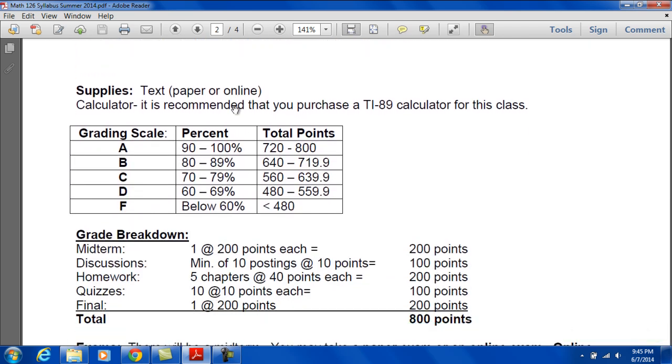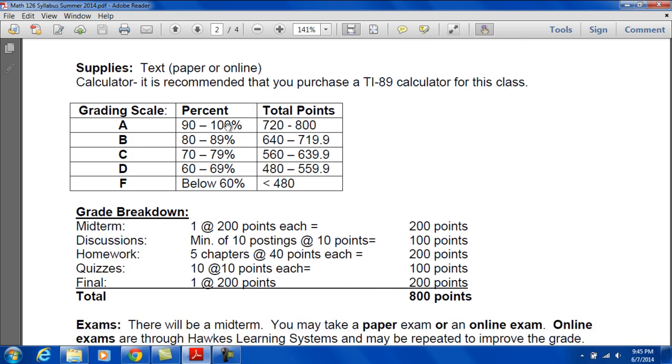Supplies required are the textbook, a paper or online version. A calculator is recommended: you should purchase a TI-89 calculator for this class, especially if you're going to calculus, because that calculator is going to be applicable all the way through.